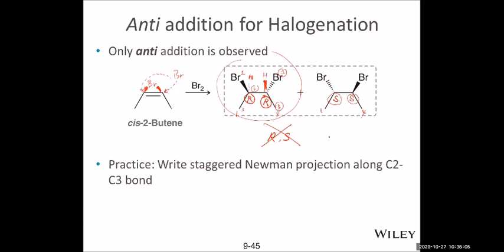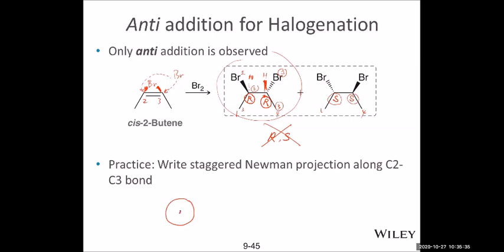Starting from cis-2-butene with the addition of bromine, we have only the RR and SS, a pair of enantiomers. And so this practice is just a little extra practice, right? A staggered Newman projection along carbons 2 and 3. So we start from the Newman projection, this Newman projection on the 2 and 3 carbons.